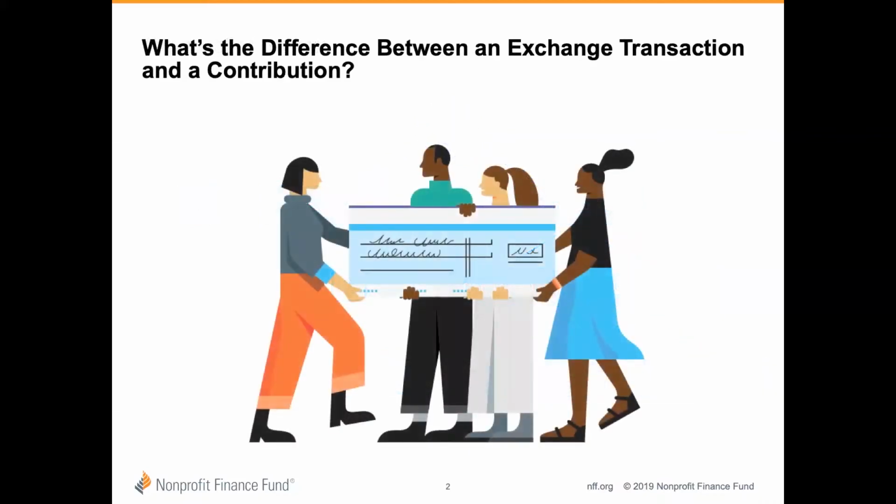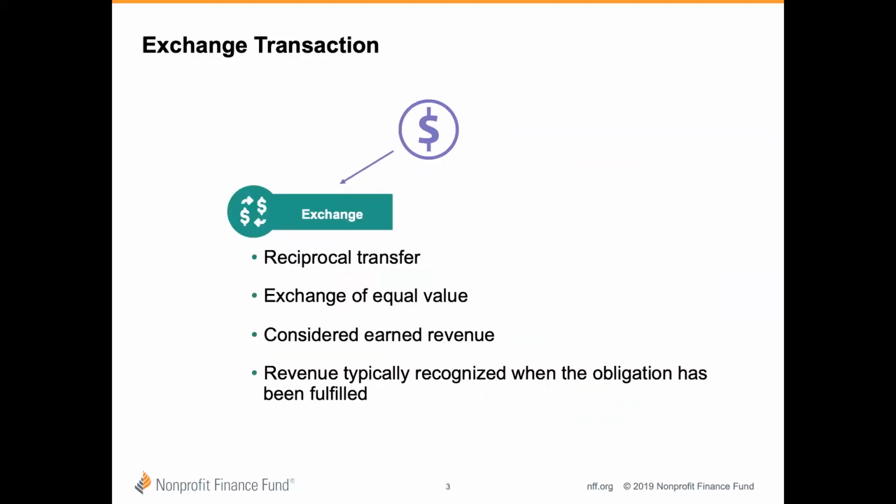First, we need to establish the difference between an exchange transaction and a contribution. This is important because the answer will determine the timing of when revenue can be recognized. An exchange transaction is a reciprocal transfer between two parties. It's also an exchange of equal value. That is, funds are given in exchange for receipt of specific benefits. Generally, this means that the transaction should be recognized as revenue when the nonprofit fulfills its obligation.